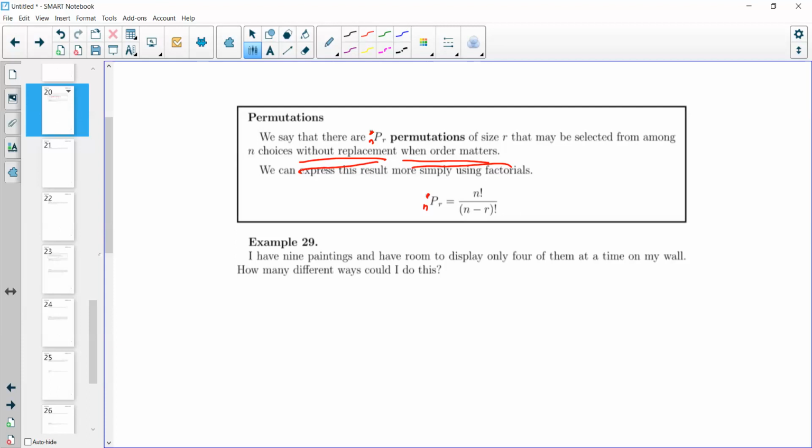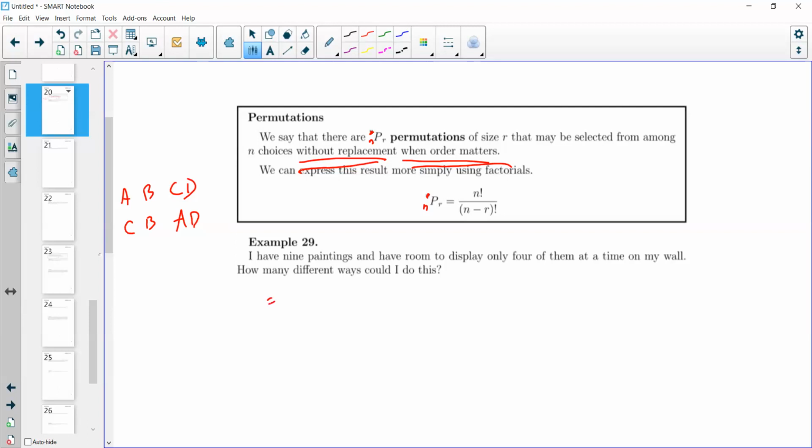So I have 9 paintings and have room to display only 4 of them at a time on my wall. How many different ways could I do this? First thing to think: I don't have to worry about replacement. Does the order that I hang them matter? Yeah, sure it does. If I put painting A here and B here and C there, is that not different than C, B, A, D? Isn't that a different display? So order matters. That means we're going to use permutations.